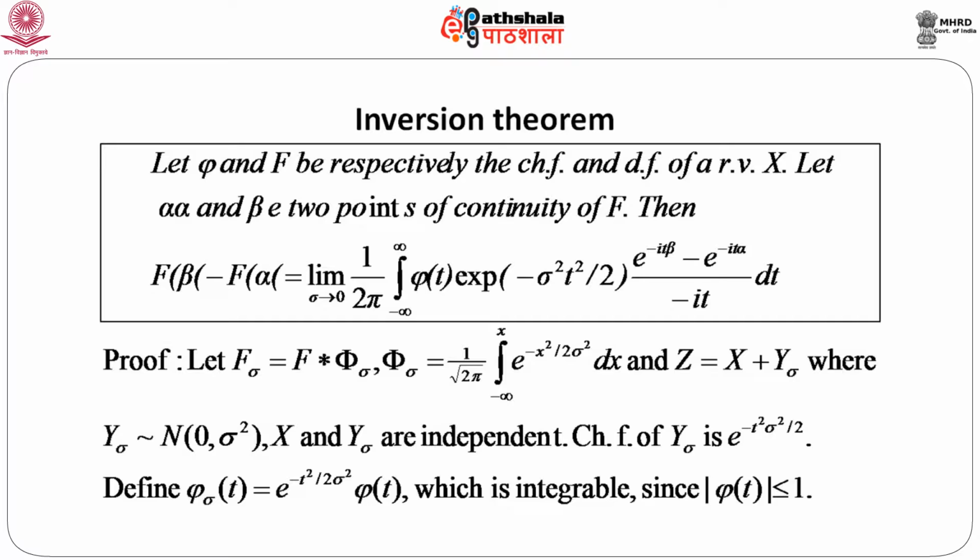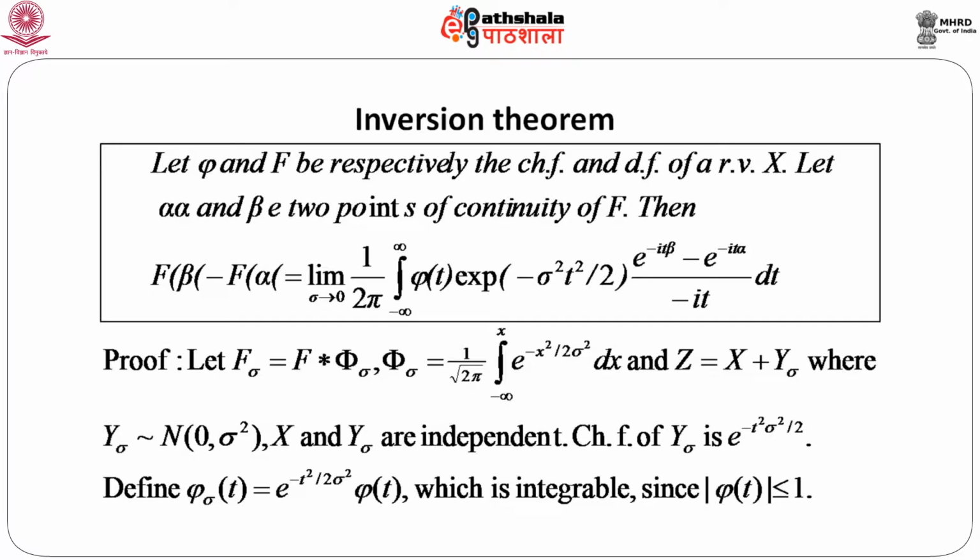And also consider two random variables x and y sigma, and define z equals x plus y sigma. X is our original random variable, and we take this y sigma to follow normal 0 sigma square, and also we assume that x and y sigma are independently distributed. Naturally, since y sigma follows normal 0 sigma square, the characteristic function of y sigma is e to the power minus t square sigma square by 2.